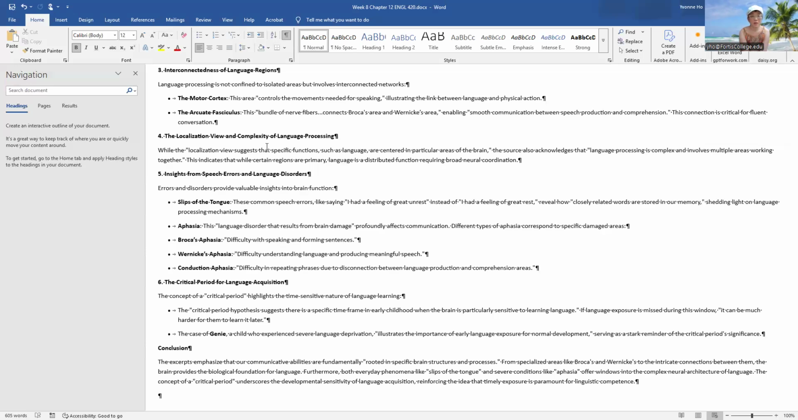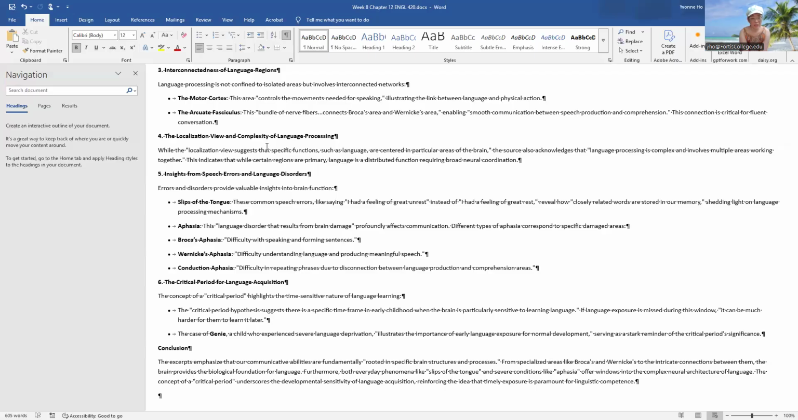The critical period for language acquisition. The concept of a critical period for language acquisition highlights the time-sensitive nature of language learning. The critical period hypothesis suggests there is a specific time frame in early childhood when the brain is particularly sensitive to learning language. If language exposure is missed during this early childhood window, then it can be much harder for a child to catch up and learn language.